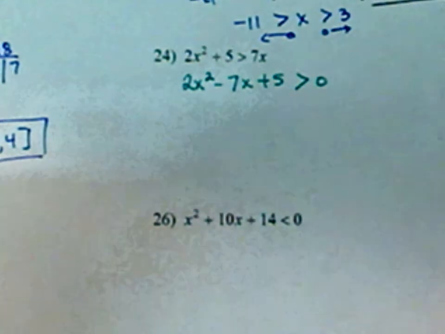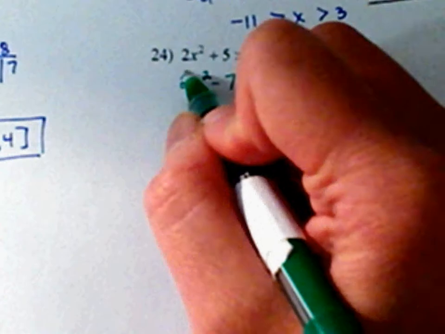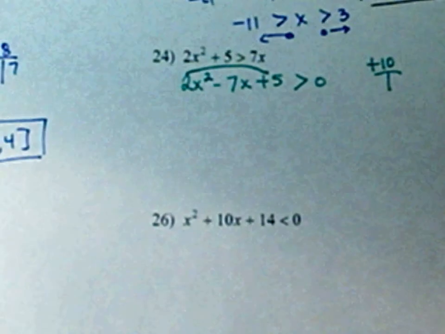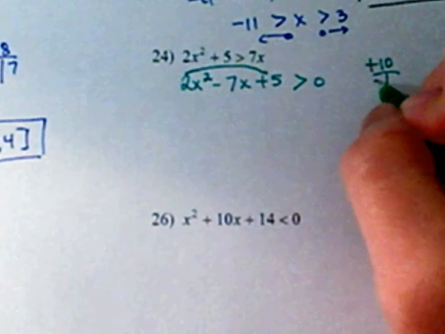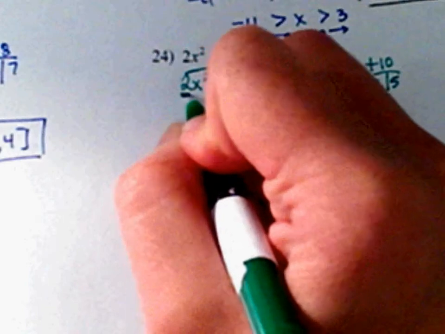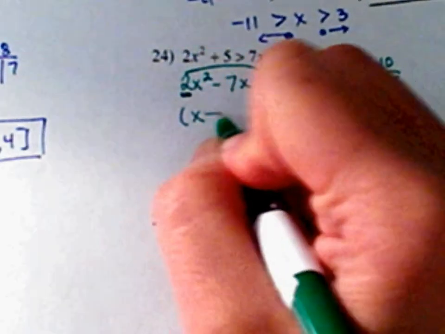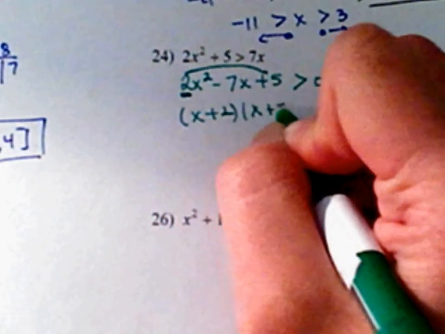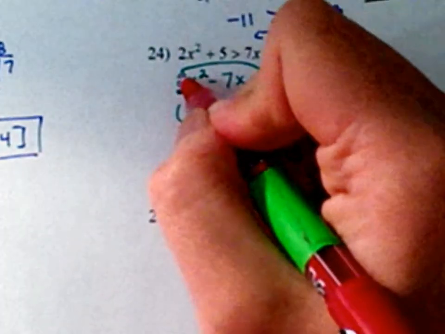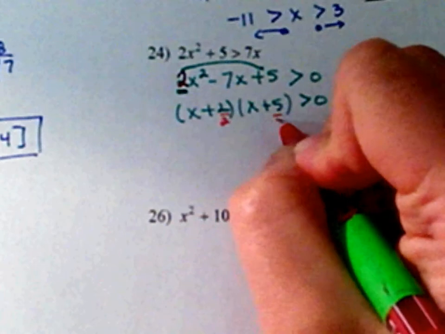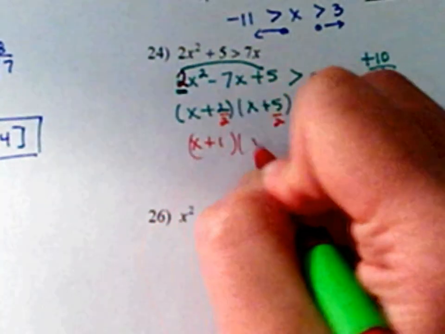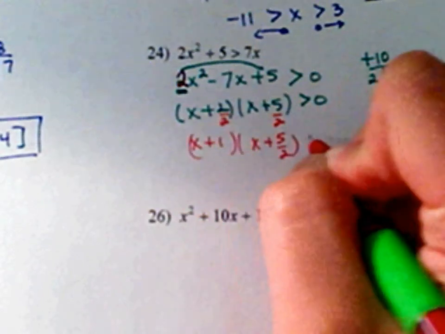Okay? All right. 2 times 5 is positive 10. Do you know 2 numbers that multiply to give you 10 and add to give you 7? 2 and 5. Now remember the 2 is going to come into play right here later. So you got (x plus 2)(x plus 5) is greater than 0. Remember how your a is a 2? Divide each one of these by 2. So (x plus 1)(x plus 5 over 2) is greater than 0. Okay?